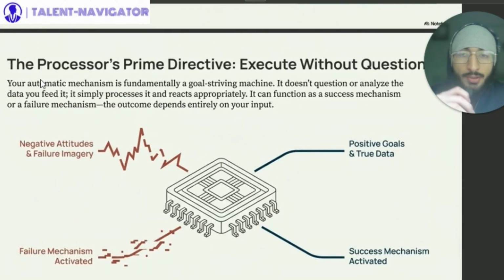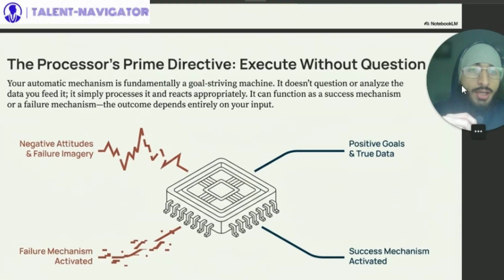Your automatic mechanism is fundamentally a goal-striving machine. It does not question or analyze the data you feed it. It simply processes it and reacts appropriately. It can function as a success mechanism or a failure mechanism. The outcome depends entirely on your input. So if we are feeding in negative attitudes and failure imagery, that will activate the failure mechanism. But if we feed it positive goals and true data, then the success mechanism is activated.